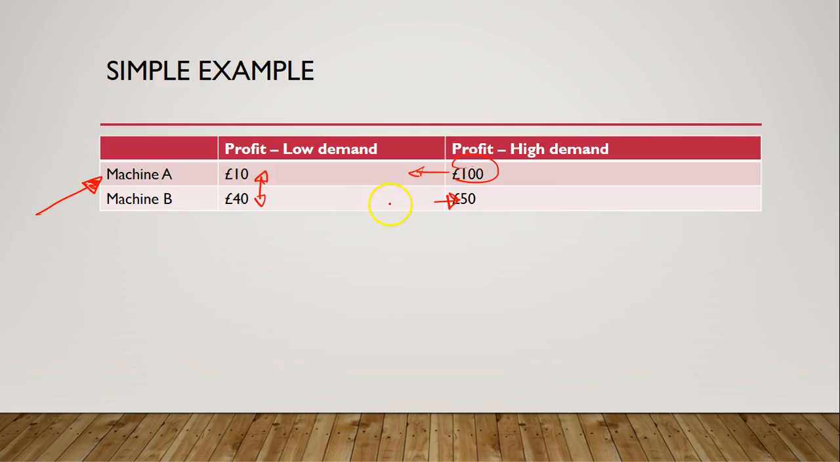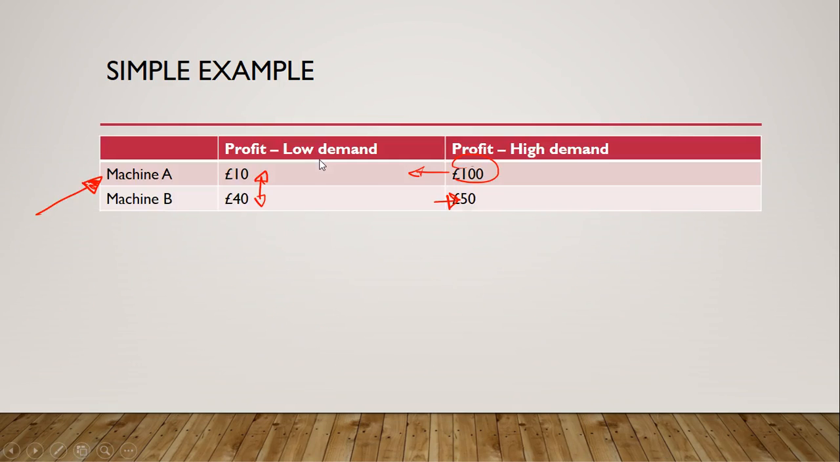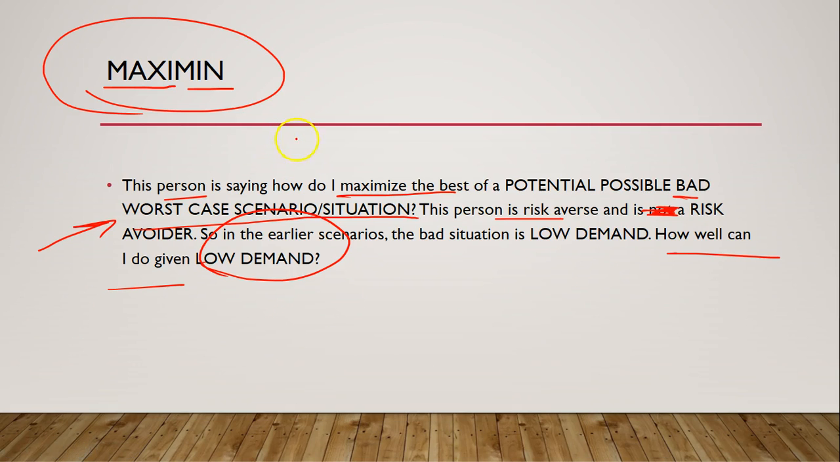So we're back up here. What I'm saying here is that we're a risk avoider. We're going to go with machine B. We will happily accept the 40,000. This is the worst case scenario, that there is low demand. What's the best situation in the worst case scenario? The best profit we're going to get is 40 grand in this worst case scenario. And that person is referred to as a maximin person.